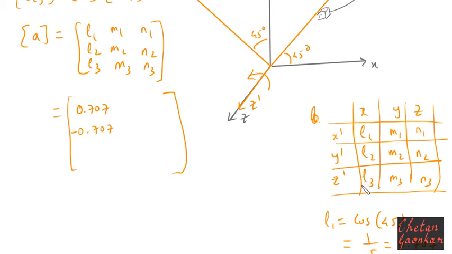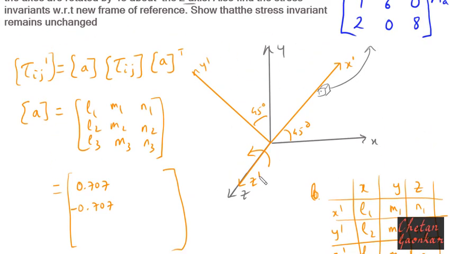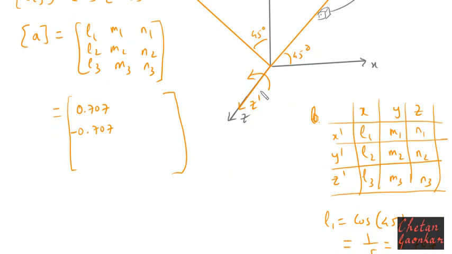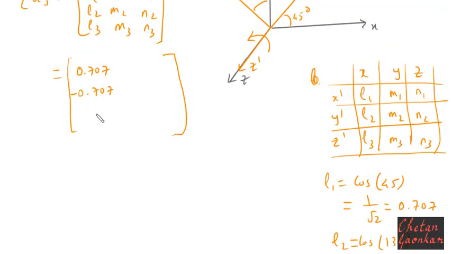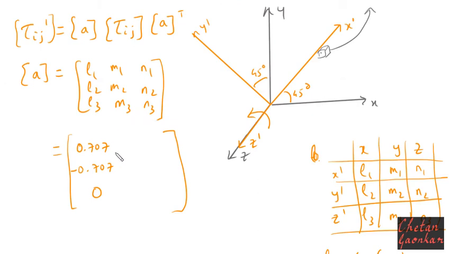What about L3? L3 is the cos of the angle between Z dash and X. How much is the angle between Z dash and X? It is 90, right? The angle between Z and X is 90, and Z dash just happens to be passing through Z. So the angle between Z dash and X will be 90. And how much is cos of 90? We know that cos of 90 is 0. So this will be 0. Okay, we have been able to find this.